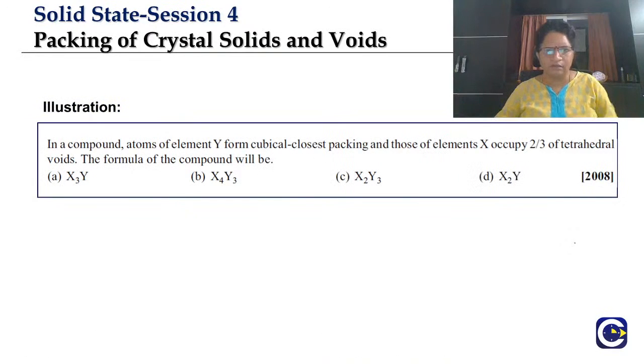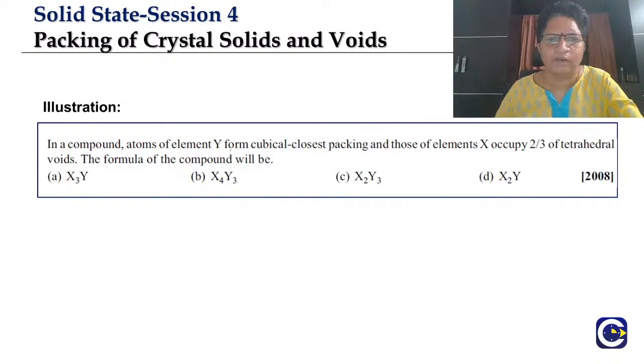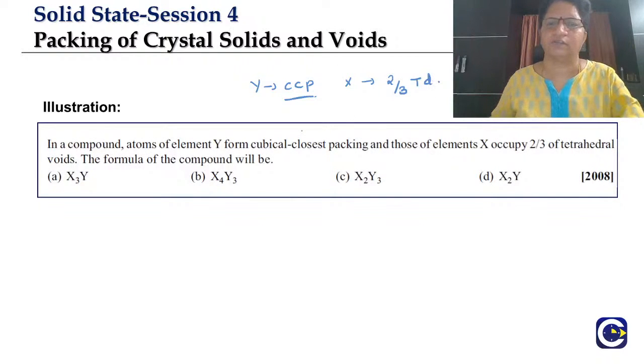Fine. Let's see this. In a compound, atoms of element Y form a close pack structure, that is, Y is forming the CCP. And those of element X form 2/3 of the tetrahedral voids. What is the ratio of close pack structures to tetrahedral voids? It is 1:2. Take it this way. So Y is 1 out of 2, and 2/3 is only substituted.